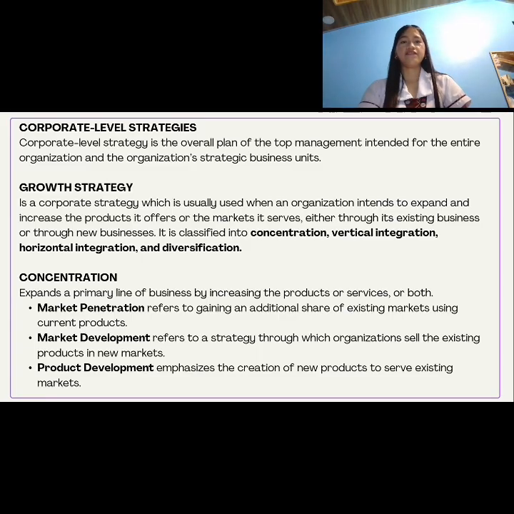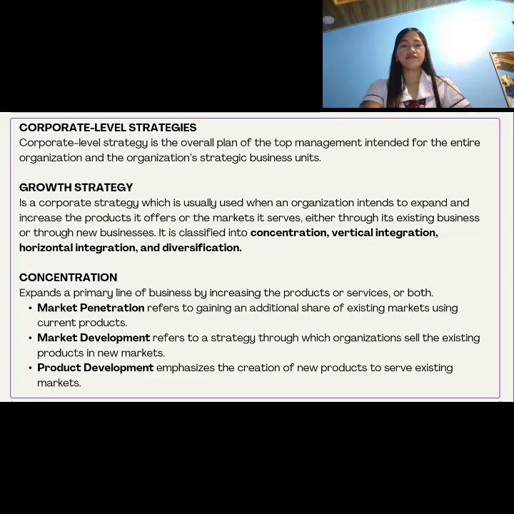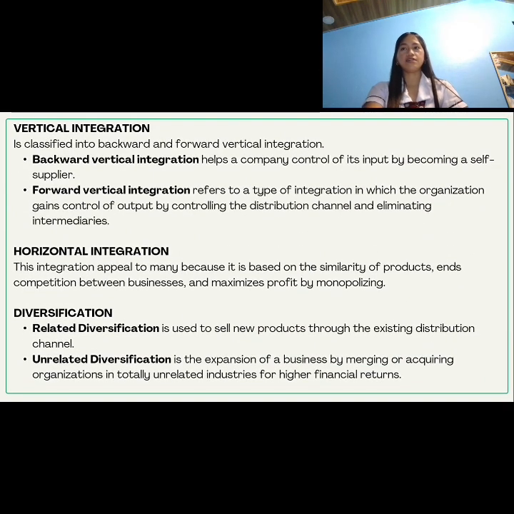Last is the product development. Product development emphasizes the creation of new products to serve existing markets. So, ito ang strategy to create new products to sell customers in an existing markets. For example, ang McDo kay nag-offer sila og healthy items para ma-satisfy ang customers ka nag-maintain sa ilahang good nutrition. So, next, classification of growth strategy.